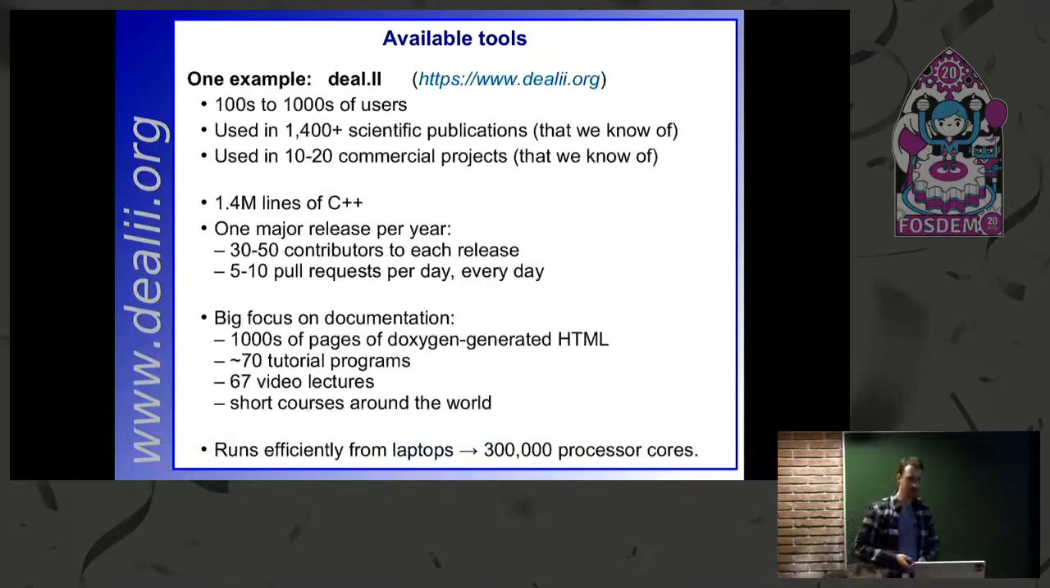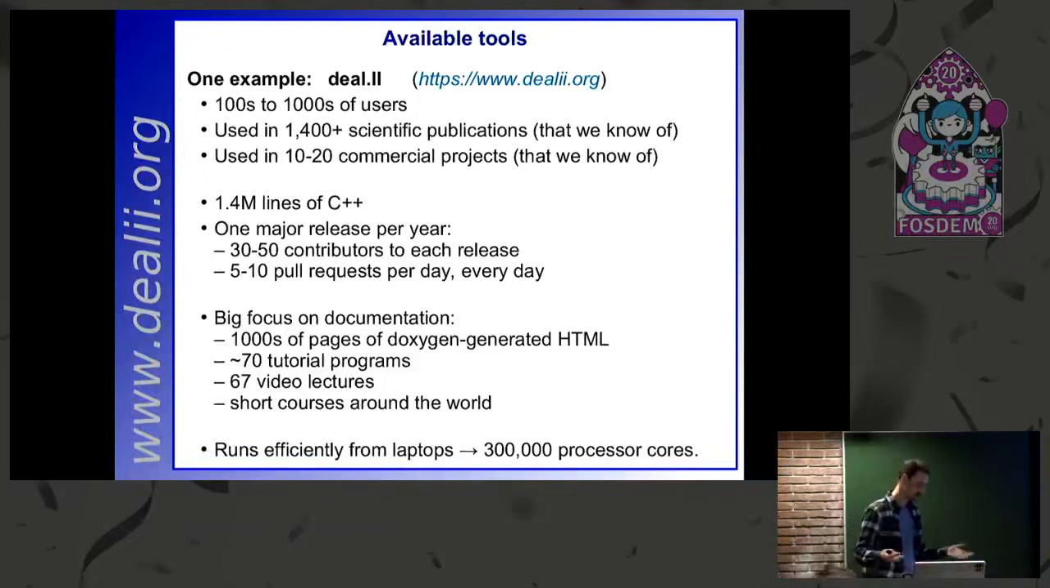So in the case of deal.II, it's open source, so we never really know how many users we have, somewhere in the realm of hundreds to thousands. We know of about 1,400 scientific publications that have been published with this. It's probably a substantial underestimate. We know of maybe 10 or 20 commercial projects that use it and integrate it. That's probably also a substantial underestimate. It's almost 1.5 million lines of C++. It's a community of 10 principal developers, and every year for each release we have between 30 and 50 people who contribute. So there's a sizable community around it that works on this.